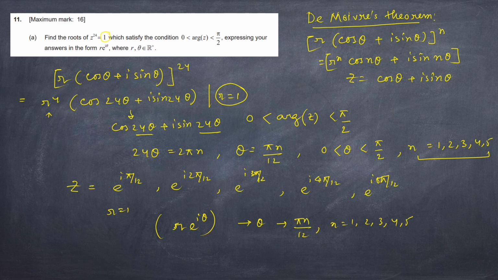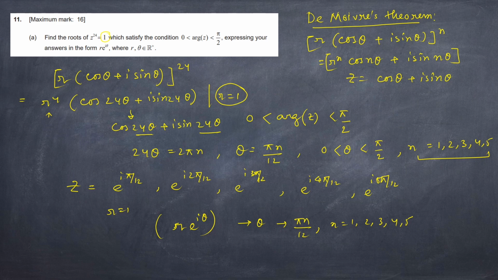And later, ultimately the value of z in this particular interval is just 5 values we can take: i pi by 12, i 2 pi by 12, i 3 pi by 12, i 4 pi by 12, and i 5 pi by 12. One more thing, I am not reducing the denominator and numerator of the i 2 pi by 12, so it can be pi by 6. I am not reducing these terms, because later on it will help us to do the later problem. So that's why I am not changing anything.